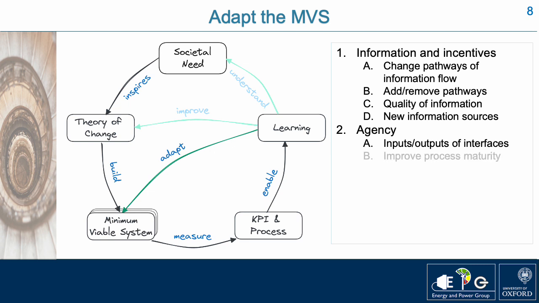B. Improve the maturity of processes. Enhancing the maturity of processes, moving from indicative to manual to fully automated, augments efficiency and effectiveness, reducing friction and potential errors. C. Create and/or remove processes. The creation or removal of processes allows for the adaptation of the system's structure to better align with the evolving system requirements to meet the societal need.